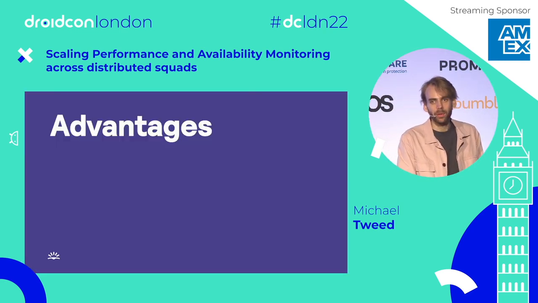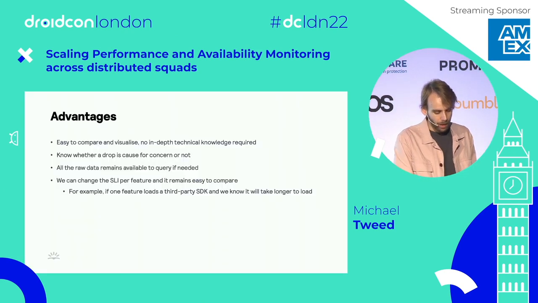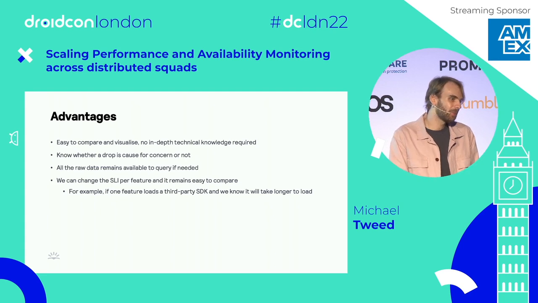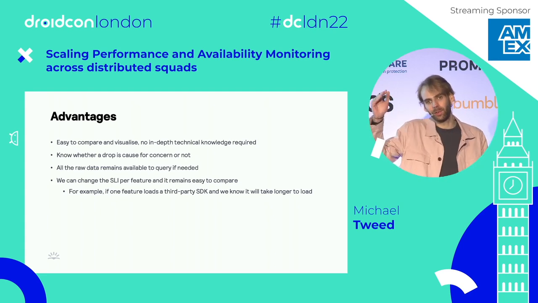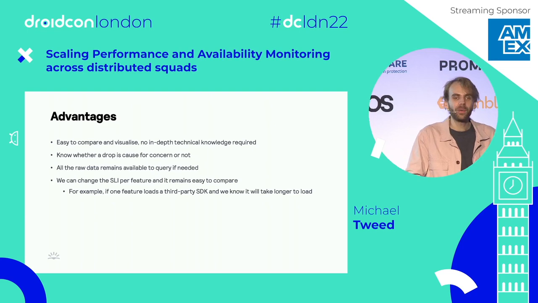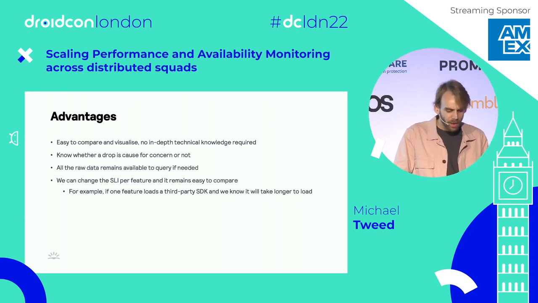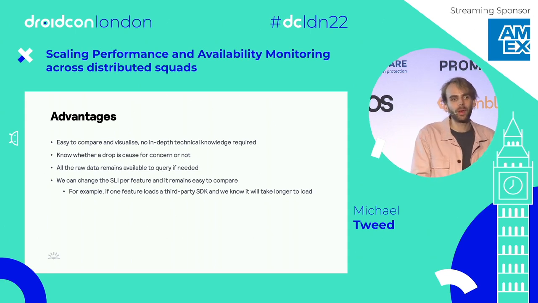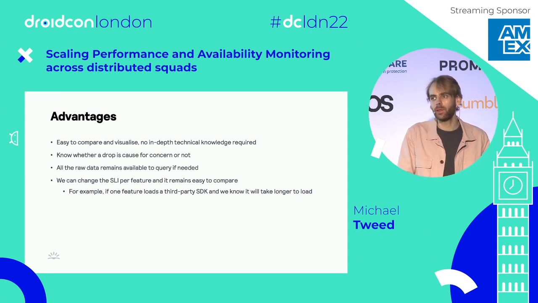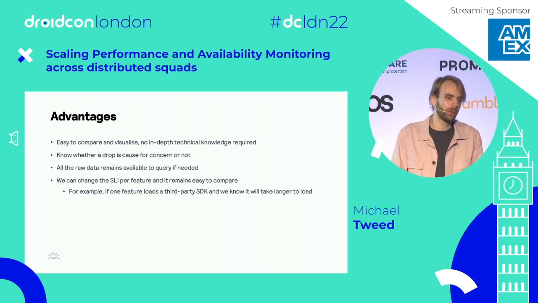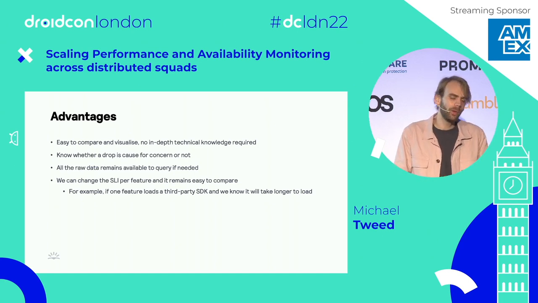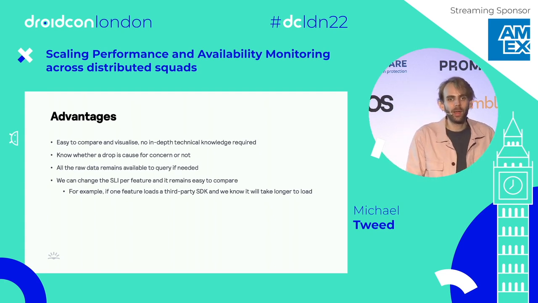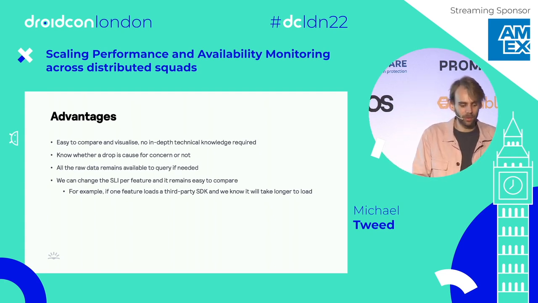So what advantages does this really have? Going through it again, it's very easy to compare and visualize, and you need no in-depth technical knowledge. Green is good, red is bad, is the graph above the line or below the line? It's very easy to take a quick look and know whether your drop is a cause for concern or not. And you still have all your raw data available. If you get an alert that your SLO has dropped and it's below the line, you can still go in and view the raw data you had before, but it's a lot easier to know where to look and understand what's going on.